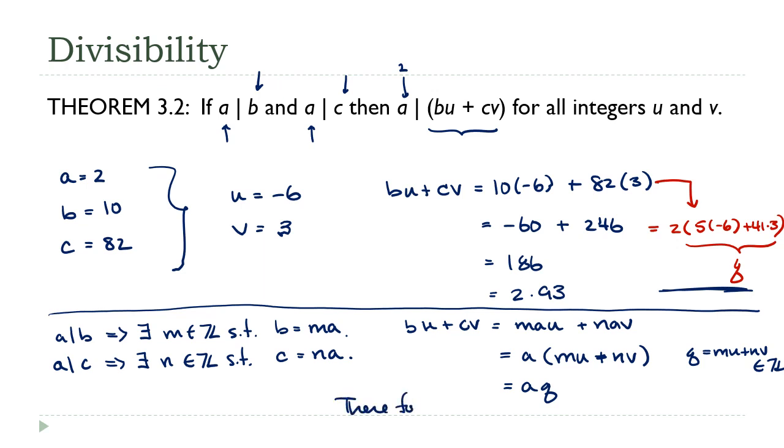Therefore, A divides BU plus CV. And that's a period, get punctuation in there, and that's what I wanted to show. That was the result I needed.